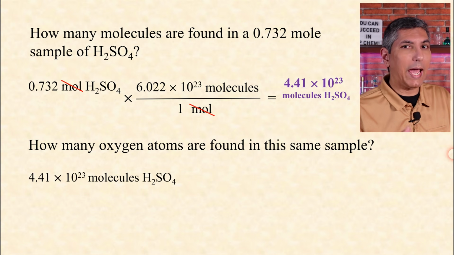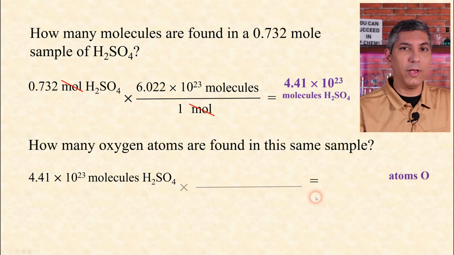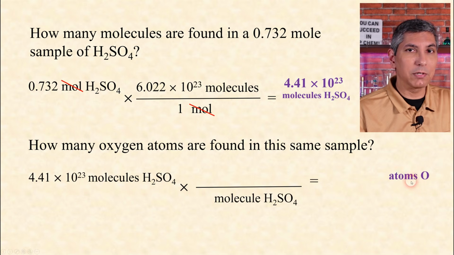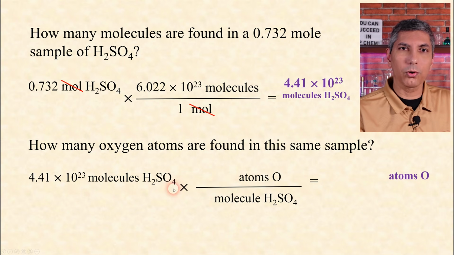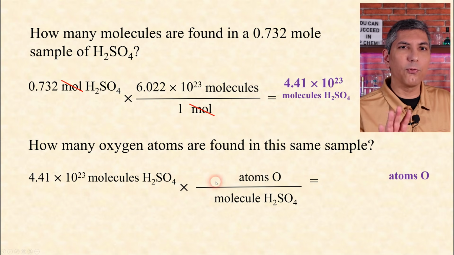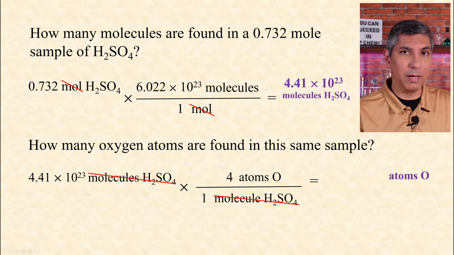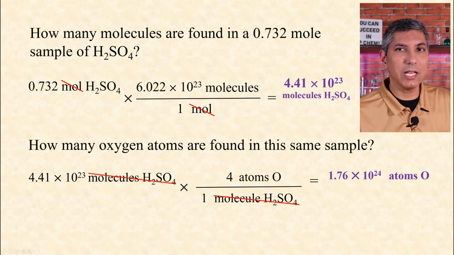If we're converting to atoms of oxygen, in our conversion factor, molecules of H2SO4 go on the bottom, and atoms of oxygen go on the top. And this subscript of 4 right here tells us that there are 4 atoms of oxygen in every 1 molecule of H2SO4. So we can cancel molecules of H2SO4, top and bottom, and multiply. And we find that the sample has 1.76 times 10 to the 24th atoms of oxygen.